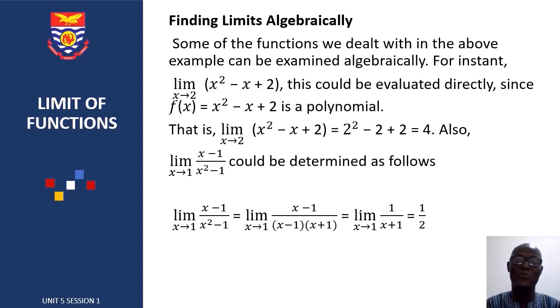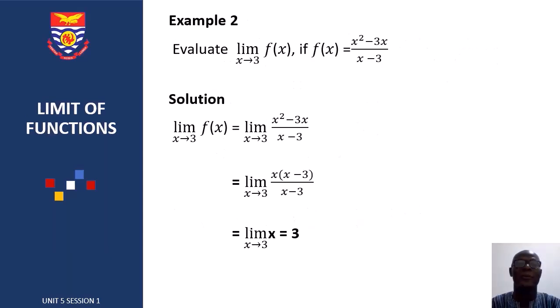Now, x minus 1 in the numerator cancels x minus 1 in the denominator, which gives the limit as x is approaching 1 of 1 over x plus 1. This gives 1 over 2 when x is substituted into the function.